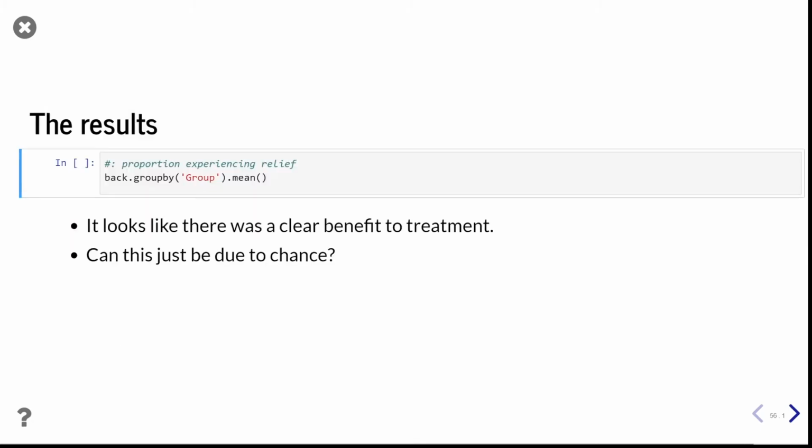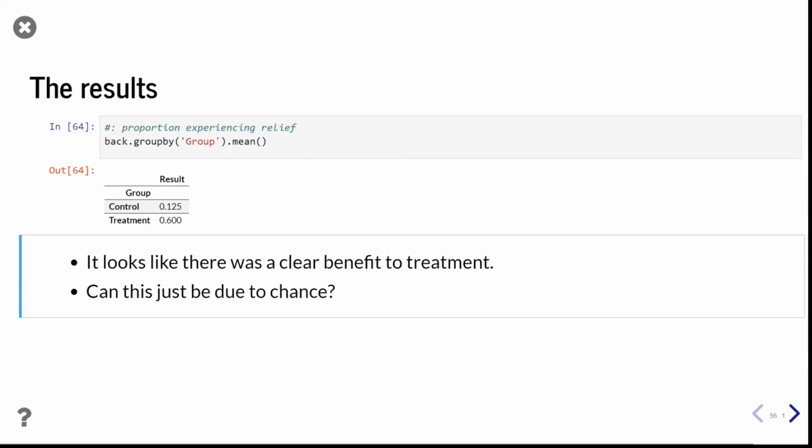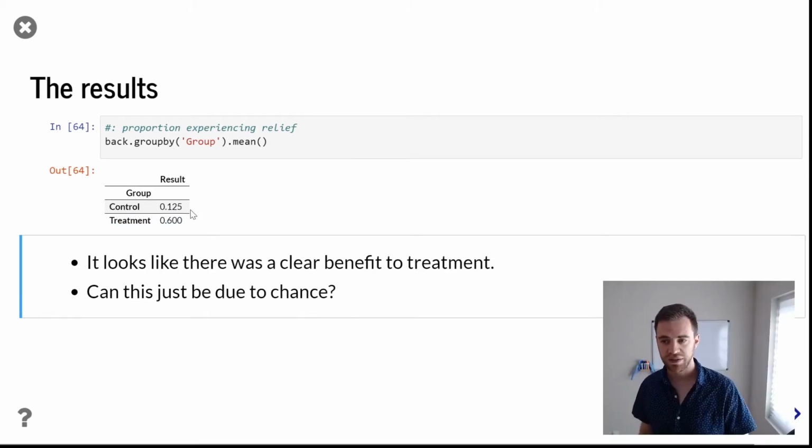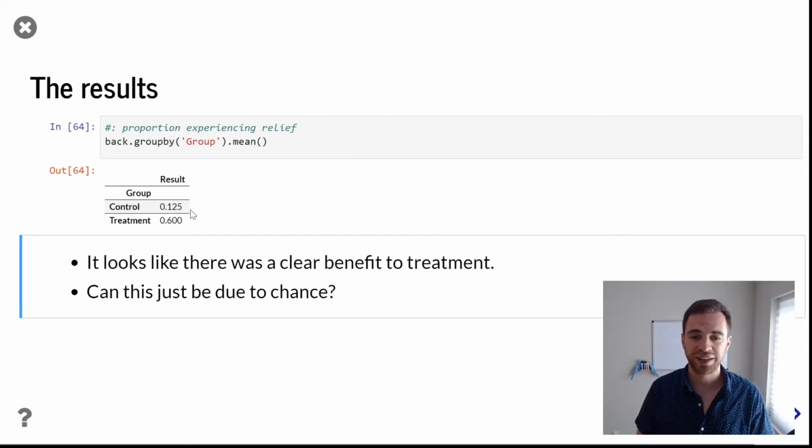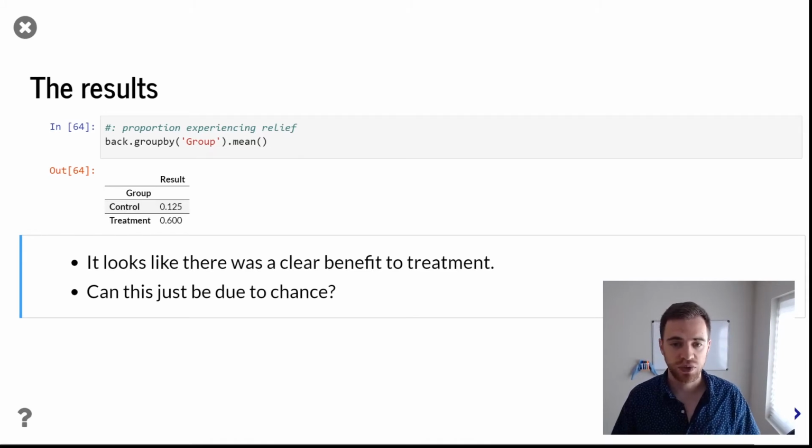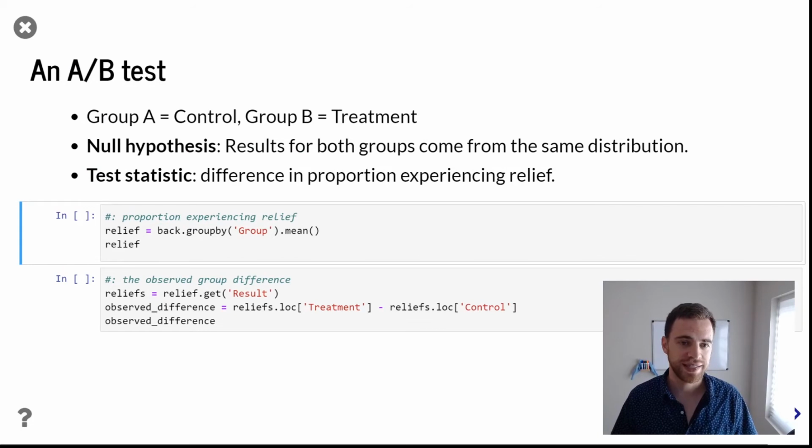Okay, so how many experienced relief within each group? What was the proportion? So I'm going to group by the group they were in, calculate the mean. I see that 60% of people in the treatment group achieved some relief. 12.5% in the control group achieved some amount of relief. So it looks like there was a clear benefit due to treatment. Now, was this just due to chance? Let's run our permutation test and see.